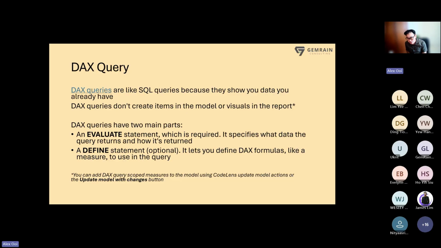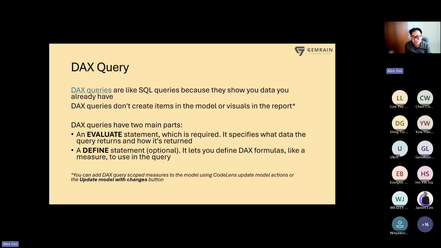DAX queries do not create items in the model or visuals in the report. But I will share with you later what that is. At the start, it says that you can add DAX query scope measures to the model using code lens, update model actions, or the update model with changes button. I'm not going to talk about code lens, but I will talk about update model later.